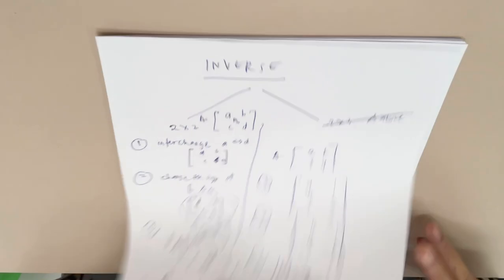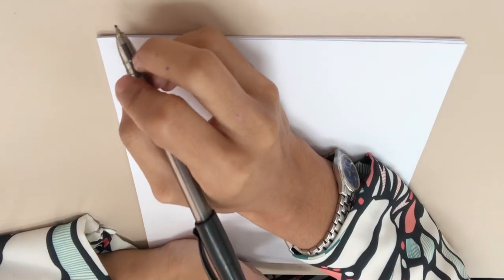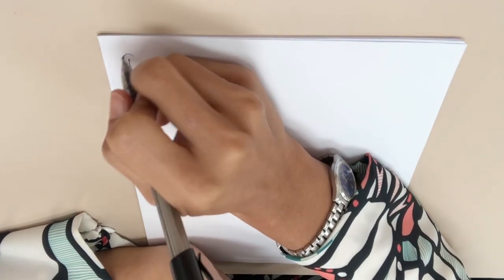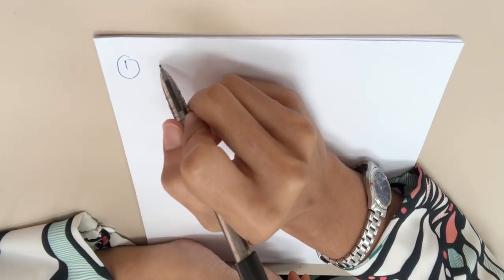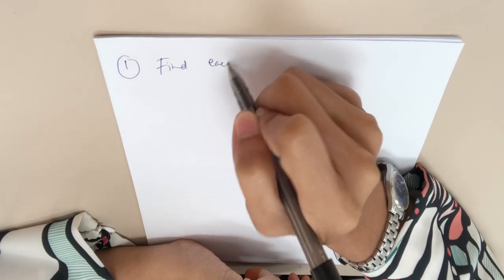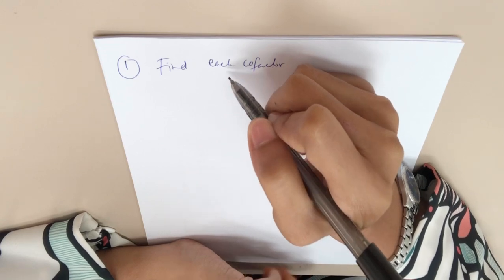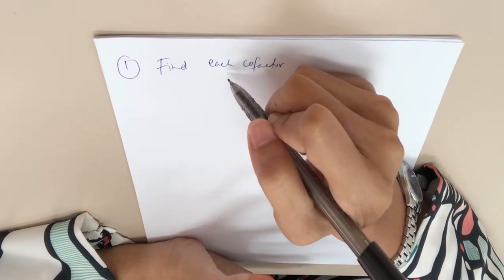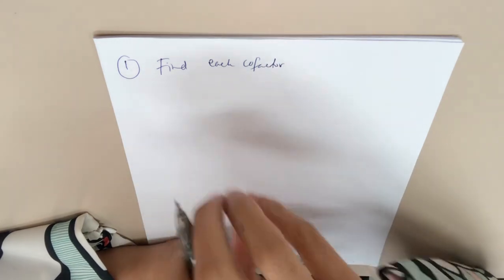Now I will show you how to calculate the inverse for a 3 by 3 matrix. Before that, you need to know the steps. The first step is to calculate each cofactor, meaning all the cofactors contained in that matrix.